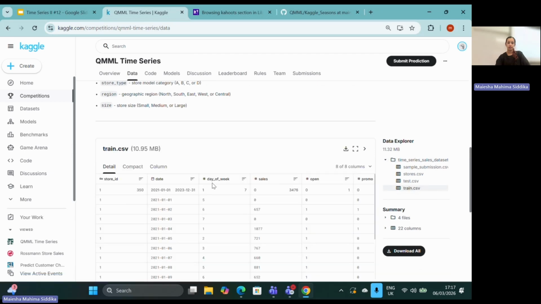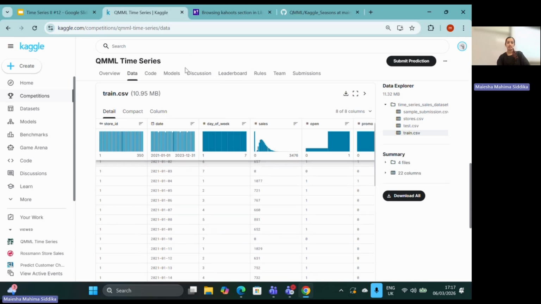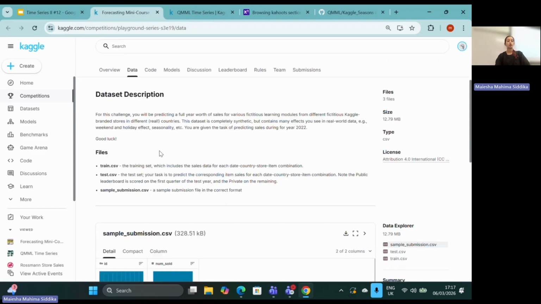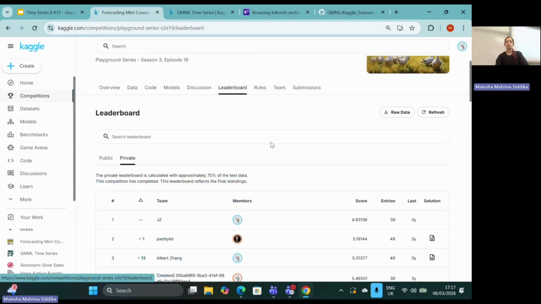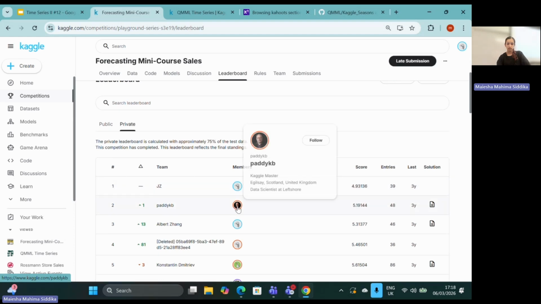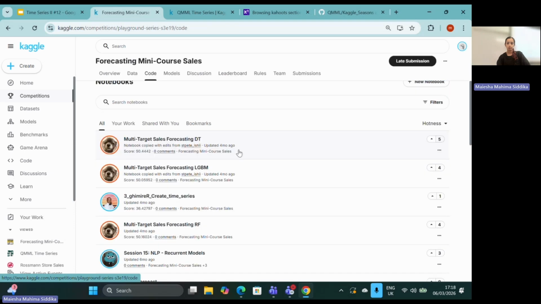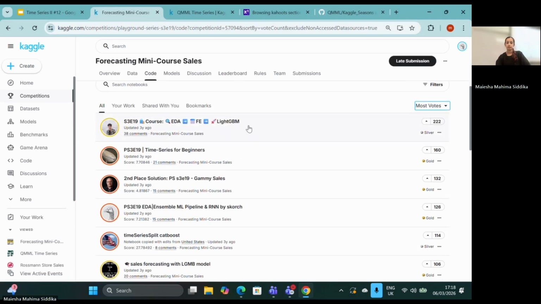Let's look at train. So I think the aim here is your target variable is sales. And I've also linked an old time series competition if you want to look at some examples of how to actually model time series. So if you go to the leaderboard, this is forecasting mini course sales. You can go to, let's say, this guy. Well, actually, you can go to discussion, code, say most votes.